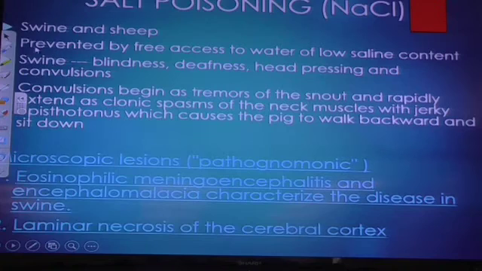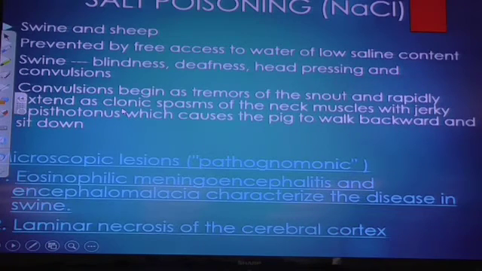So with pigs, we have blindness, deafness, head pressing, and convulsions. And it can start from one area of the body and progress to the rest of the body. They may walk backwards, they may have opisthotonus, and they may have what we call dog sitting, or sitting down as well.